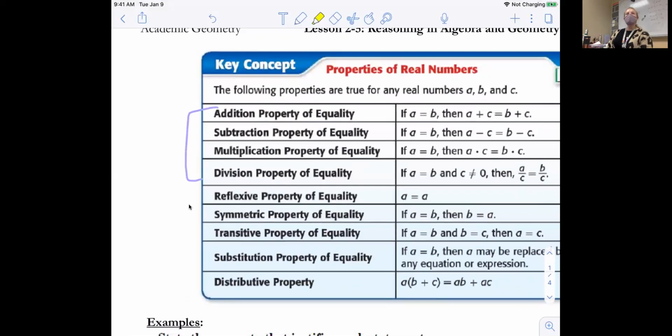Those are just your basic operations. It's just saying I'm adding the same thing to both sides, I'm minusing the same thing from both sides, I'm multiplying by the same thing on both sides, or I'm dividing by the same thing on both sides. So based on what we know about numbers, we're allowed to do those 4 basic operations.